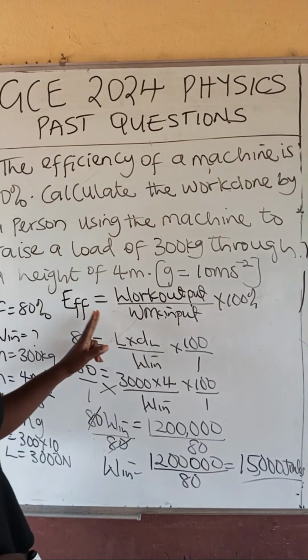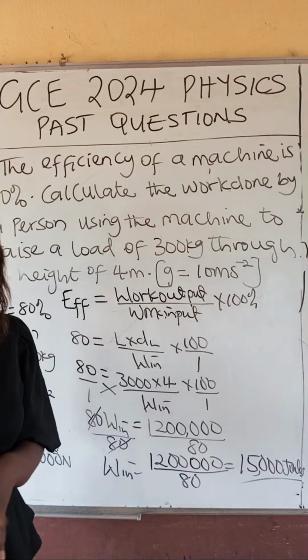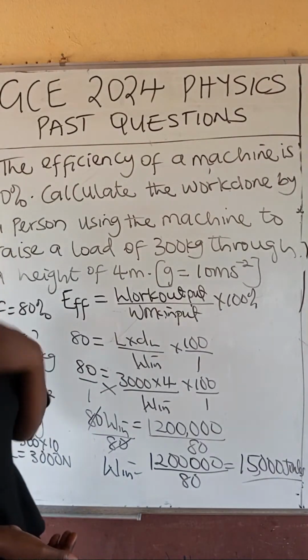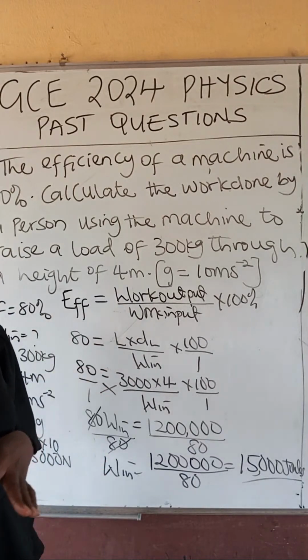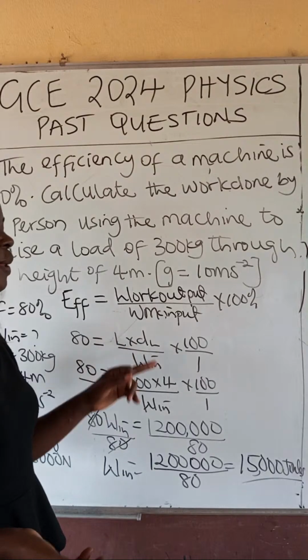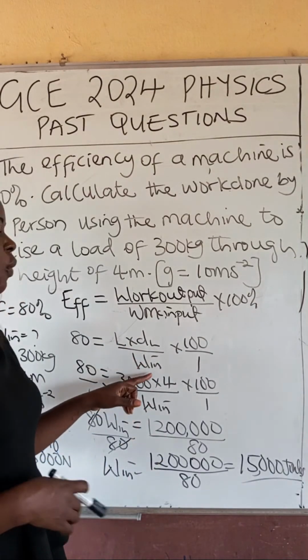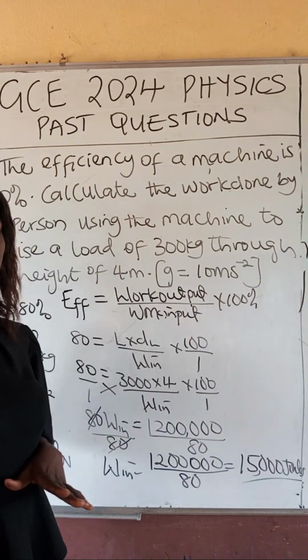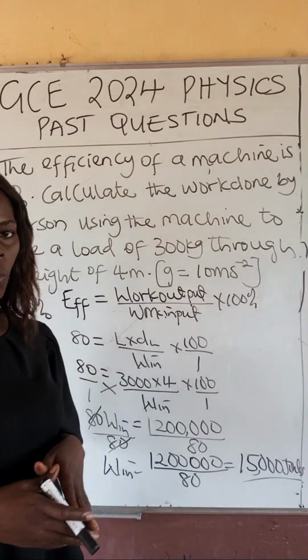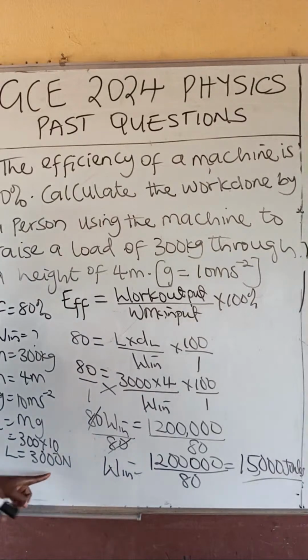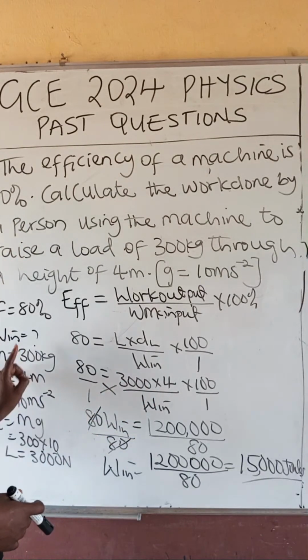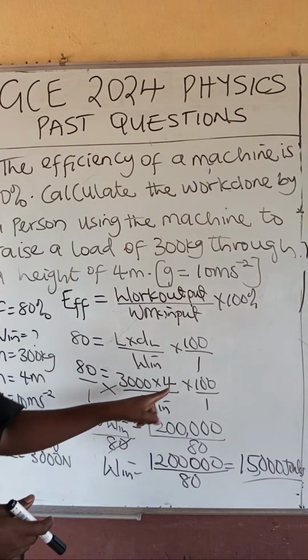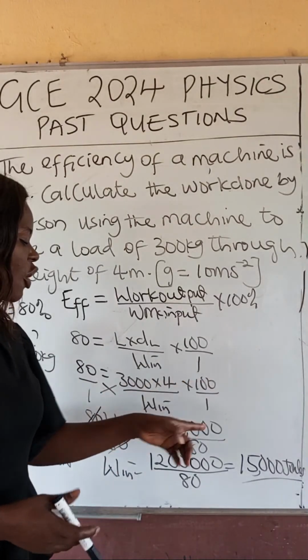And the formula: efficiency is equal to work output over work input multiplied by 100%. All right. Now, efficiency 80 is equal to, what is my work output? My work output is load multiplied by distance moved by load, then divided by work input, because I'm looking for work input, right? Multiplied by 100 over 1. Then I carry the value of my load, which I've already calculated, 3,000 Newton. Then I substitute it, multiplied by the distance moved by the load, which is 4. Then multiply by 100 over 1.